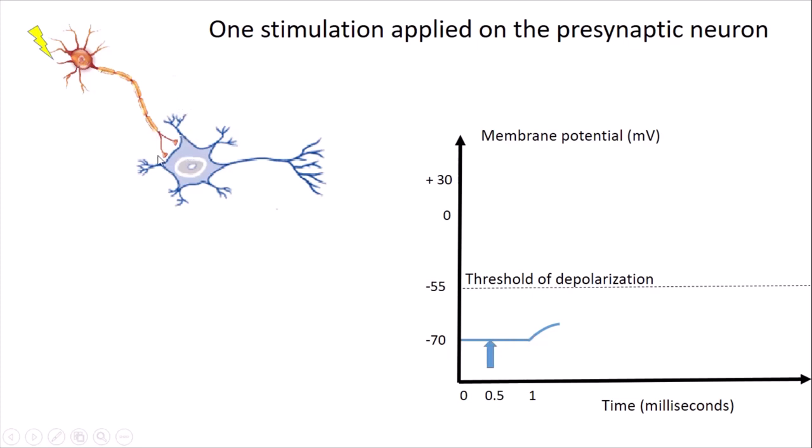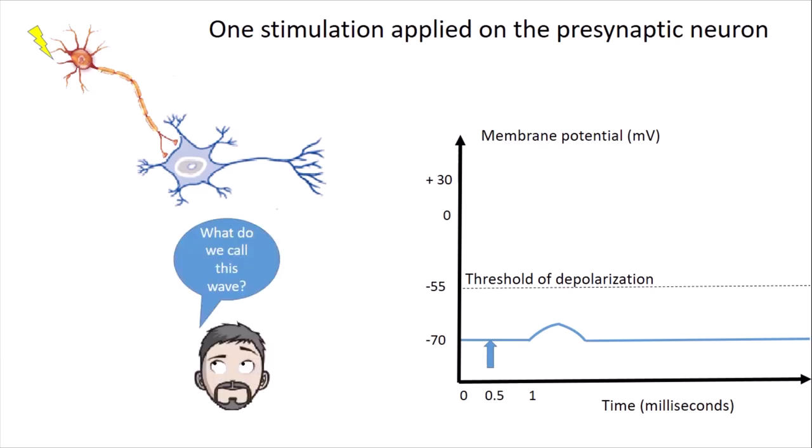It's the time taken for the synaptic process to occur. Now, if you look at the membrane potential here, we have a decrease in negativity. It's approaching the threshold. However, it doesn't reach the threshold of depolarization, meaning that no action potential is formed, and thus it returns back to rest and remains at minus 70. So what do we call this wave? We call it an EPSP, a hypopolarization wave, which qualifies as an excitatory postsynaptic potential.